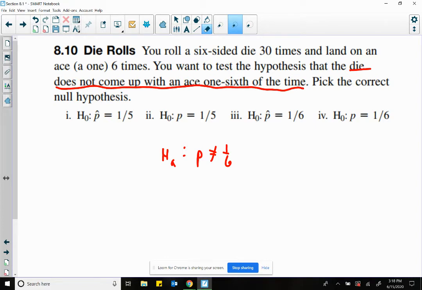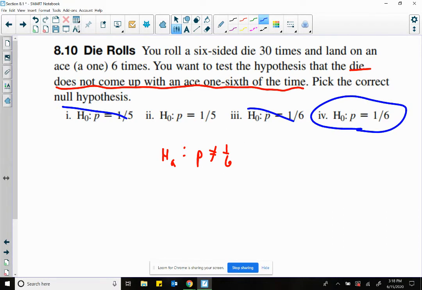And again, anything with a p hat goes away. So we know that that's gone, that's gone. So it's either 1/5 or 1/6. And the answer has to be the 1/6 because it has to match that number. Okay? Again, if you took the 6 over the 30, you are figuring out the experiment proportion. You're figuring out p hat. We don't want p hat. We just want p. Okay?